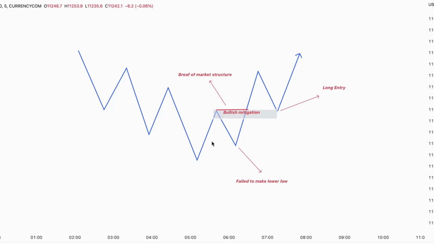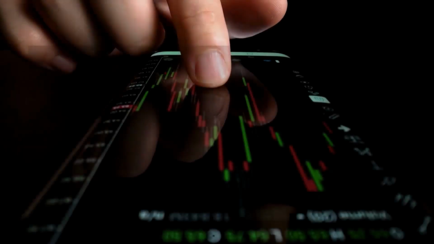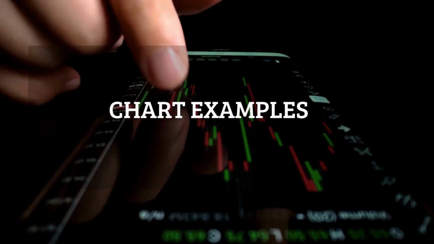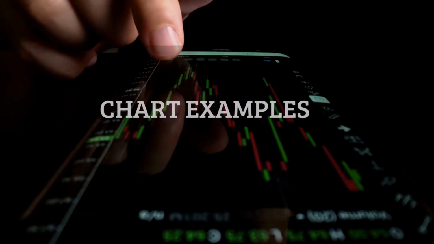In this figure, price failed to break the previous swing low and made this bullish break of structure. It came back after that to retest the bullish mitigation block before continuing higher. Let's move on now to the chart to see examples and clear up things for you.